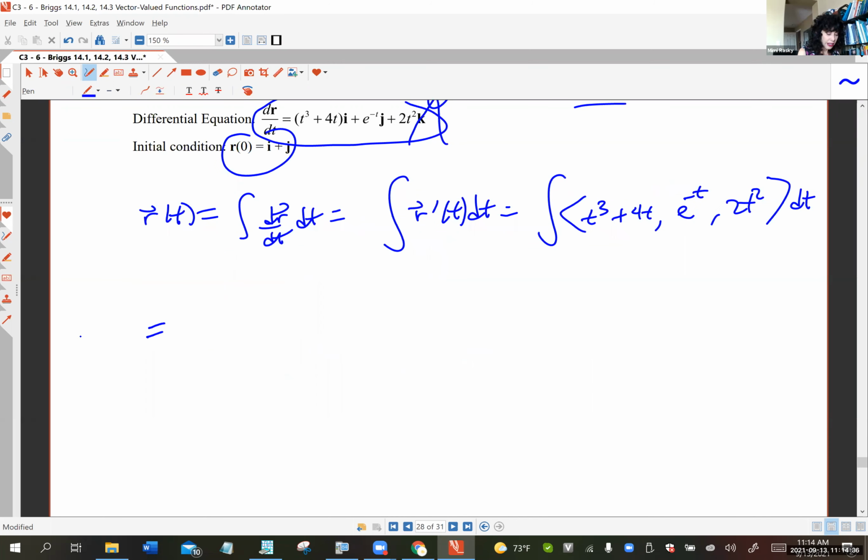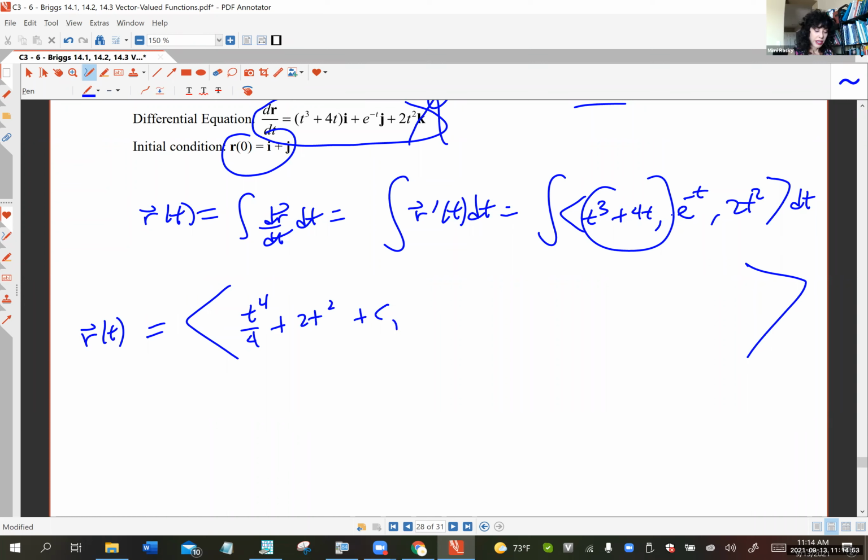So you're going to end up where your r of t is going to look like, and I'll leave a lot of room, when you integrate that polynomial, you should have gotten t to the 4th over 4 plus 2t squared plus some constant of integration, call it c1. When you integrate e to the negative t, a negative e to the negative t plus c2, comma, and then when you integrate 2t squared, let's see, 2/3 t cubed plus c3. So if you make it this far, you'll get some partial credit.